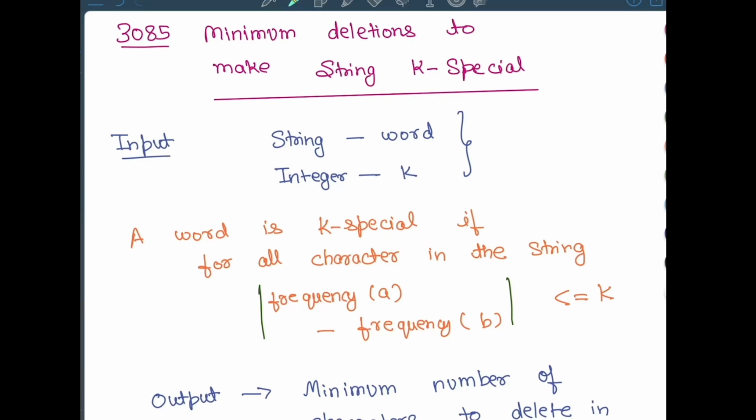In this video, we are going to solve the problem of the day, and the problem is minimum deletions to make string k special. The input given in the problem is a string that is called a word, and there is another integer. So, these are the two inputs which are given to us in the problem.